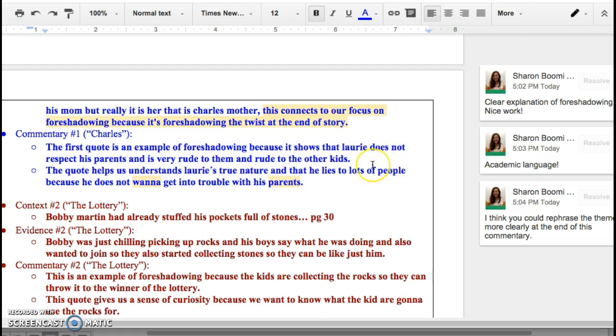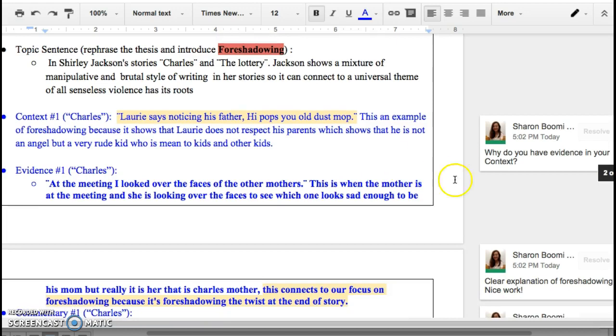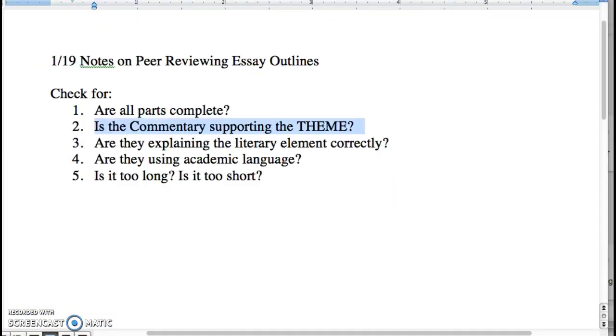So we've seen 2 examples now of your classmates' outlines. This is the feedback that we want to give, and these are the questions that we want to focus on as we give them feedback as peer reviewers.